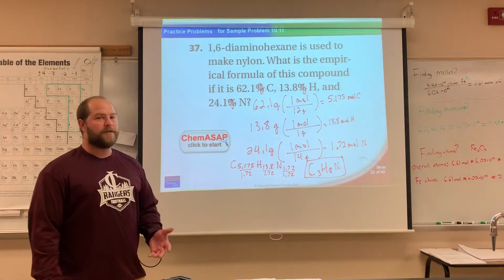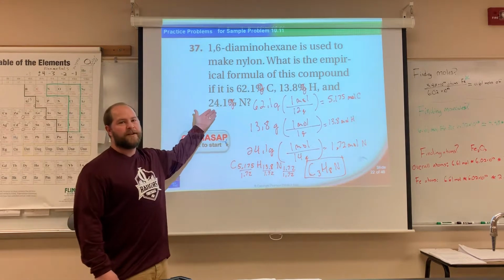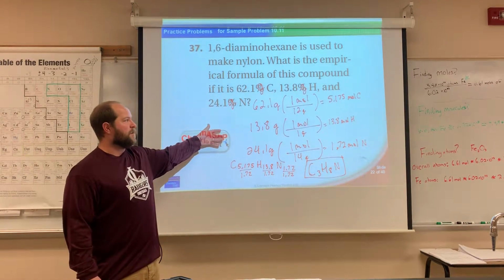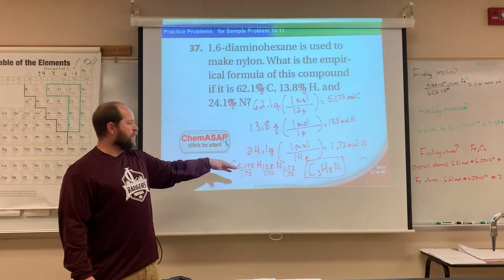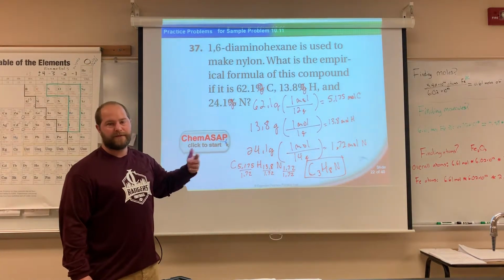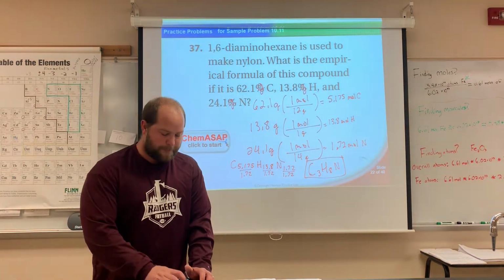So they're really not too bad. It's just a couple steps that you guys got to do. Step 1, convert it to grams. Step 2, convert it to moles. Step 3, write it with those mole ratios and divide by the least amount. So that's all there is to it to figure out the empirical formula of a compound.